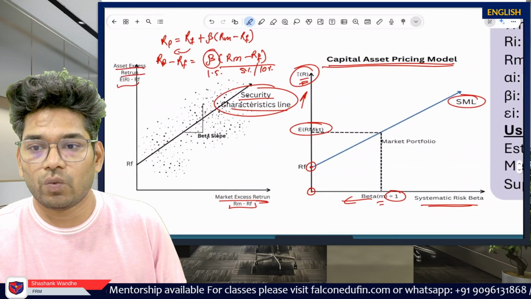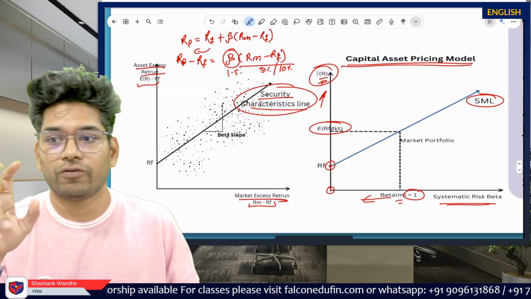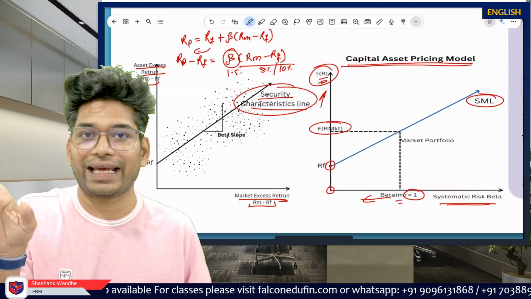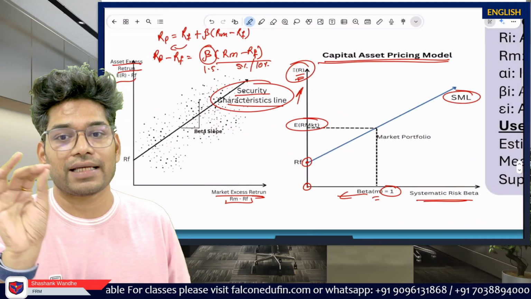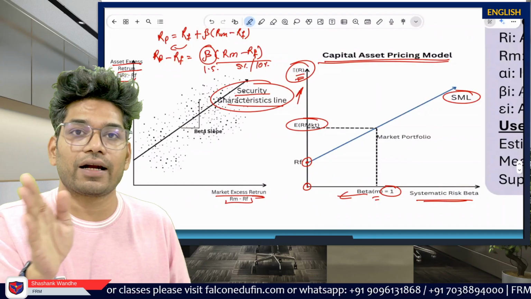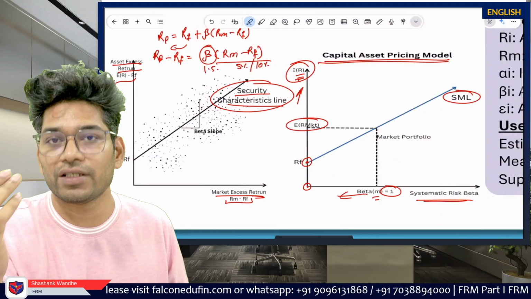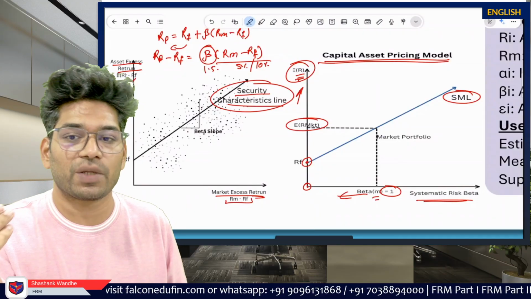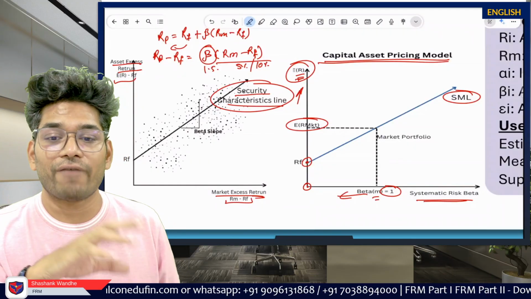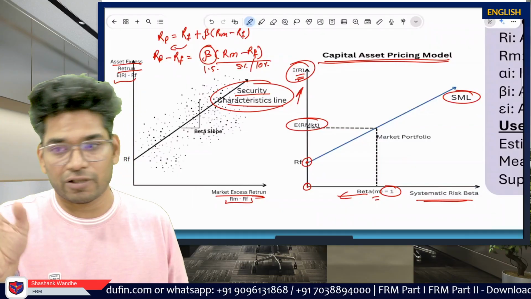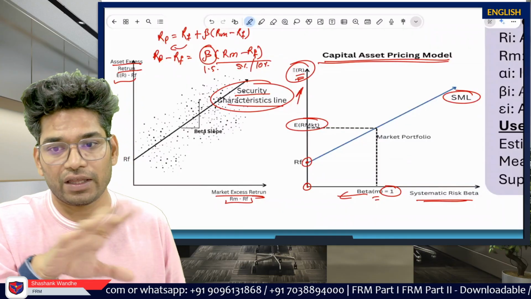Remember, one is the security characteristic line, which is by adjusting the CAPM equation. The other line is the securities market line. This is by using the CAPM model, the capital asset pricing model. Fine. And you have to remember what is on the x-axis and the y-axis for both the lines. What is the difference between both the lines?